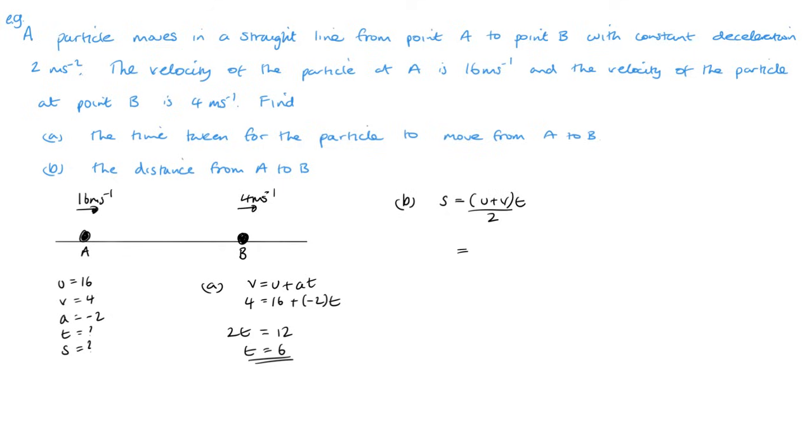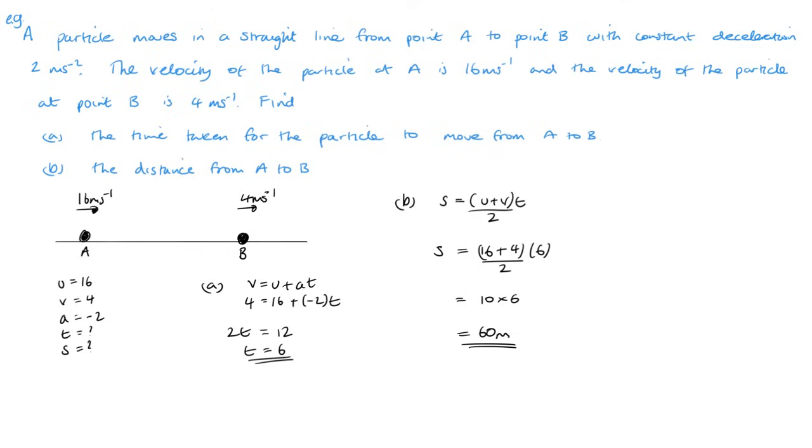Okay, now we've got T, we can find out what S is, can't we? Because we've got U is 16, V is 4, and we know that T is 6. So 16 plus 4 is 20, 20 over 2 is 10, times 6, or 60 meters.